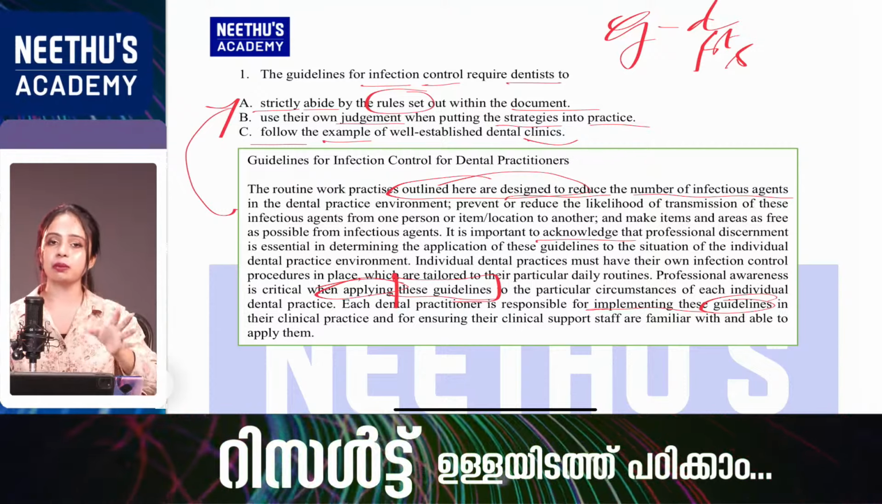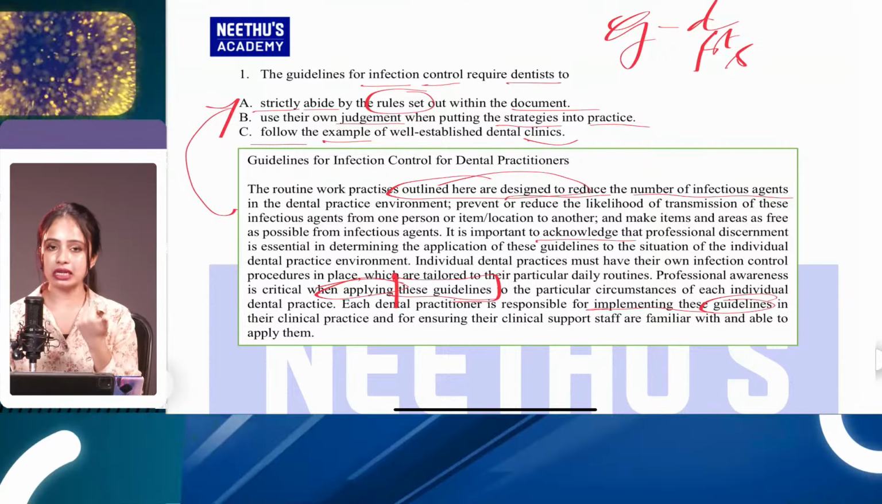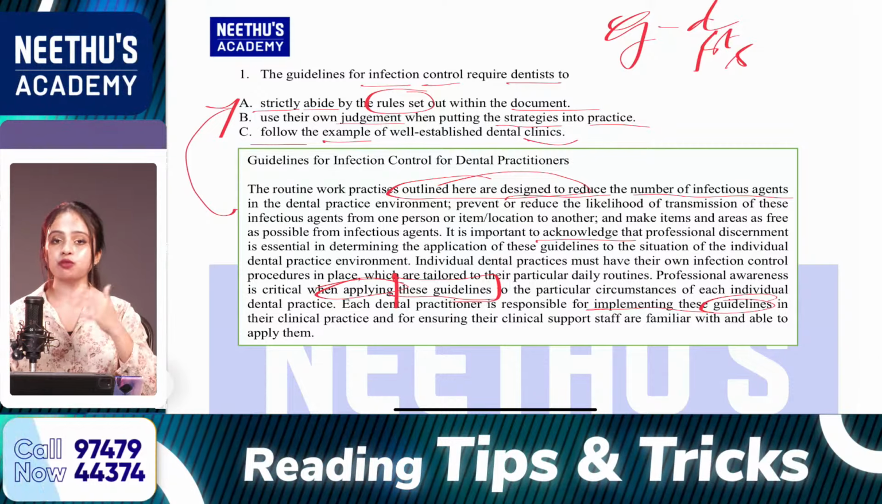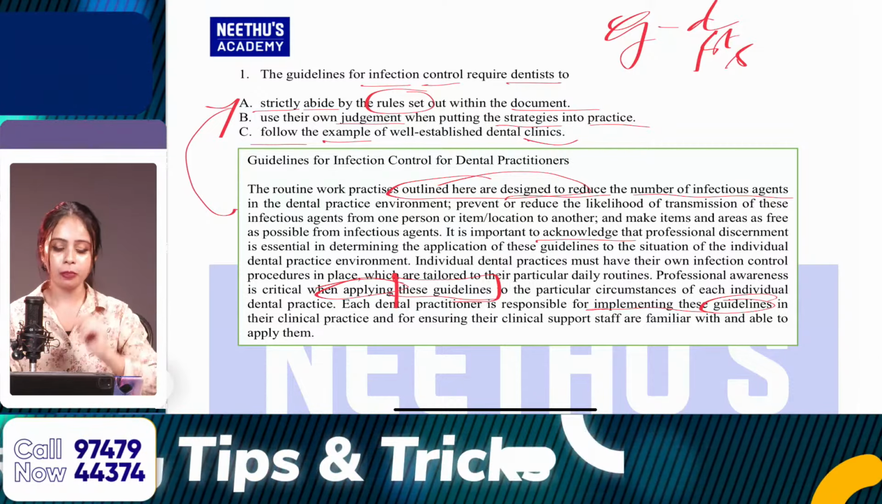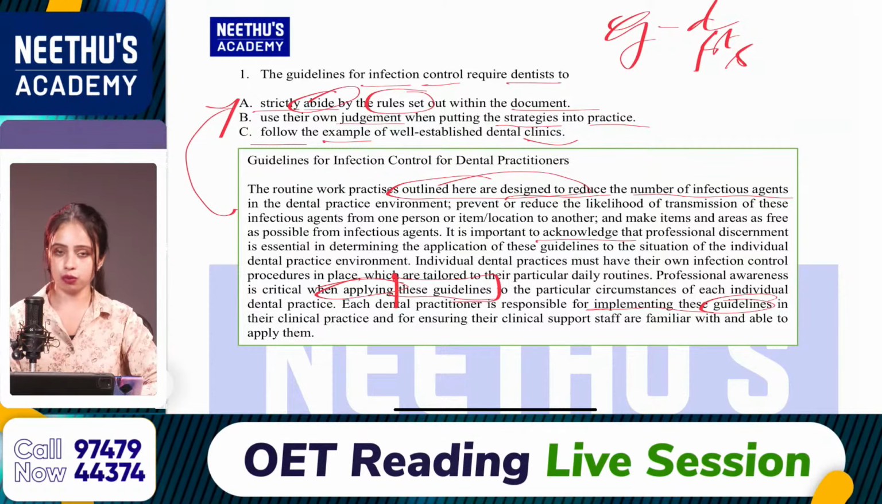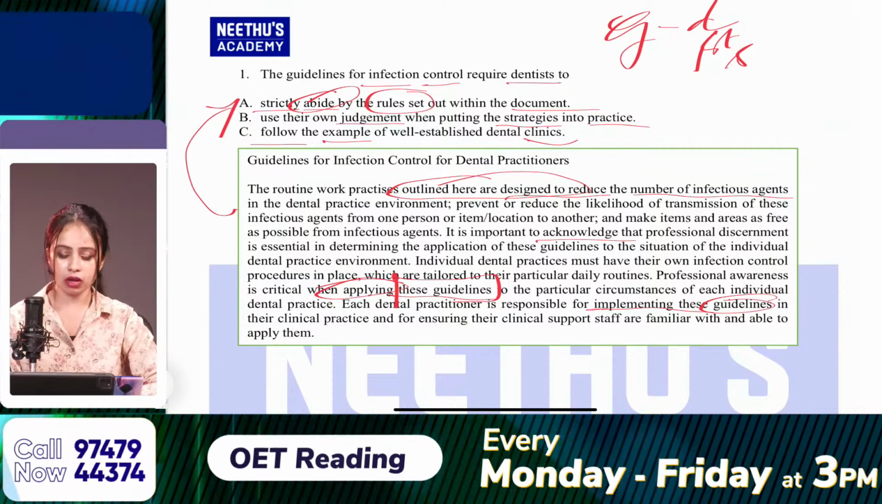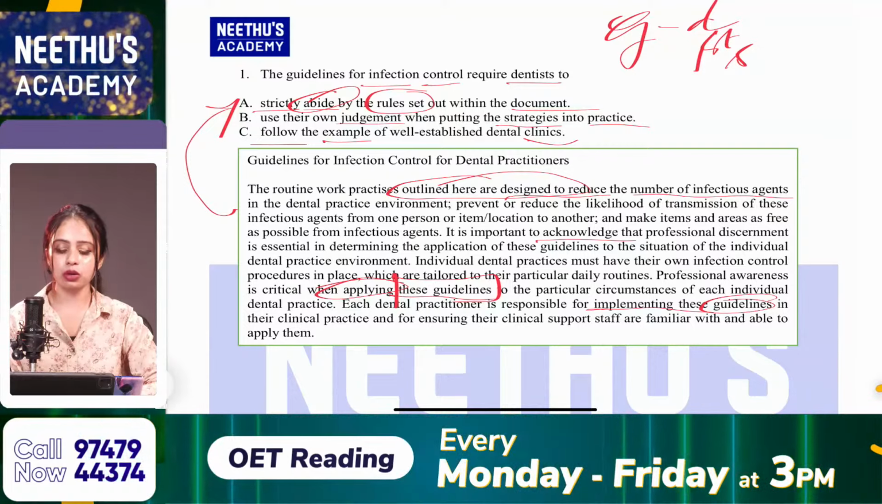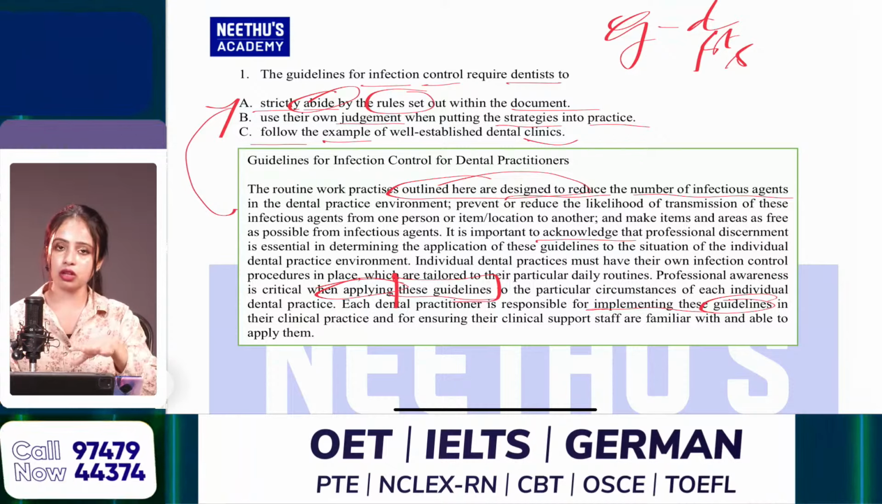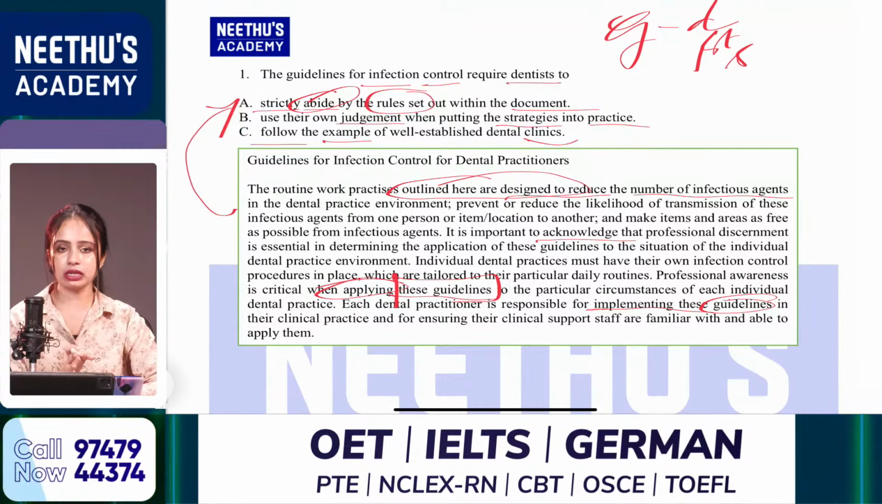So it's all about this particular document which contains the guidelines. They are reminding, for example, to follow everything correctly. So option A, strictly abide. Abide, which means follow, adhere, by the rules set out within the document. Rules, which means principles, within the document. So this is the document which contains the guidelines.